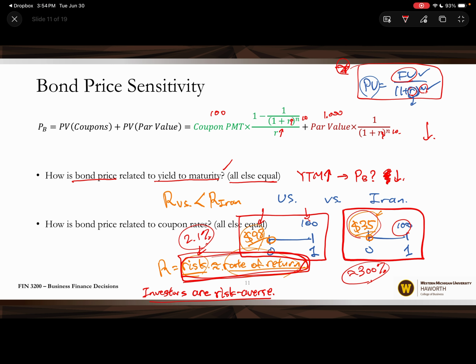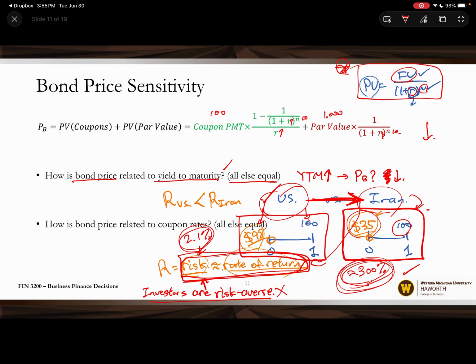So investors are basically saying, if you're going to expose me to more risk, you better promise a greater return. Otherwise, I'll just pick the safer option if the returns are similar. So unless the Iranian government provides a greater rate of return, their product basically cannot exist in the market, because all investors are risk averse and they'll just go to the US market if the returns are identical.